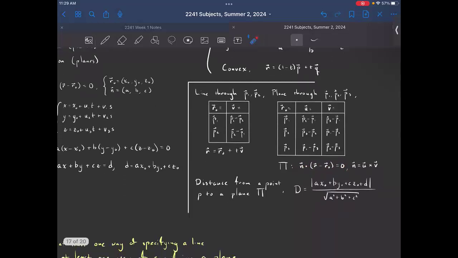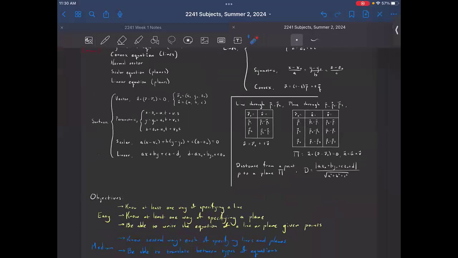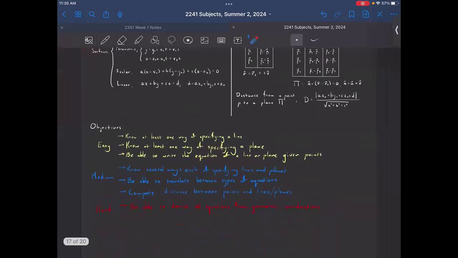All right, last is the distance from a point P to a plane, pi, and I'm just going to give you the formula here. It is not super obvious why that formula works, and that will show up in the explanations video. Okay, so those are our formulas. Next up, we have our objectives.